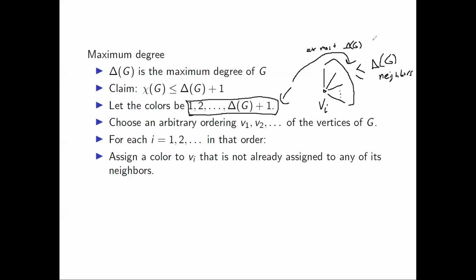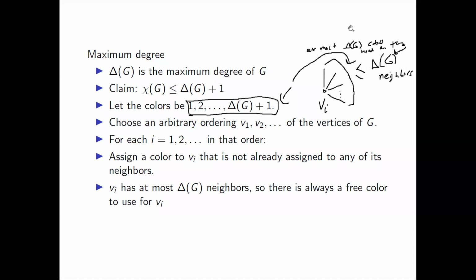So at most delta G colors used on the at most delta G neighbors. And that means that there will be a remaining color because there's maximum degree plus 1 colors. So if there's at most maximum degree colors used on those neighbors and there's maximum degree plus 1 colors, we're guaranteed to have at least one unused color that we can use for Vi. So that's the free color that we can use, at least one free color. And we use that on Vi.